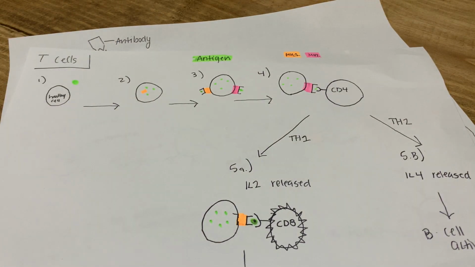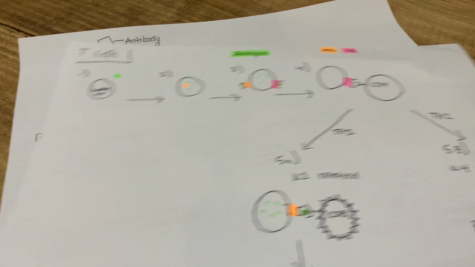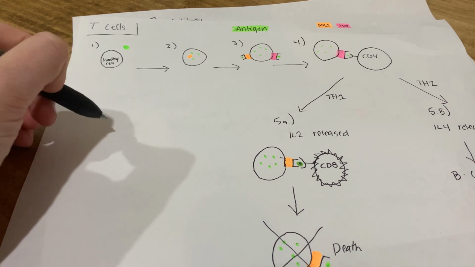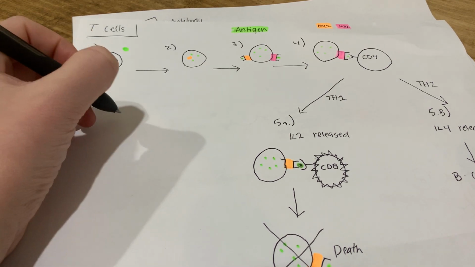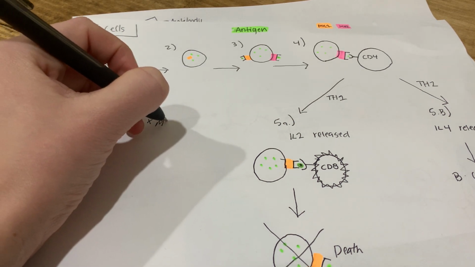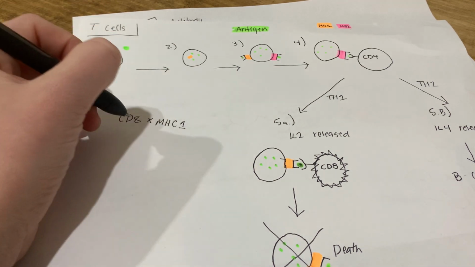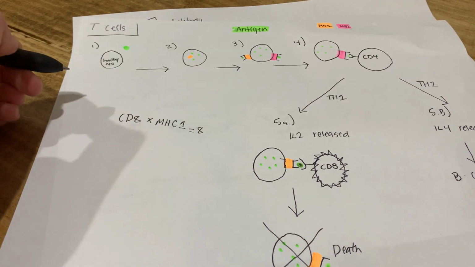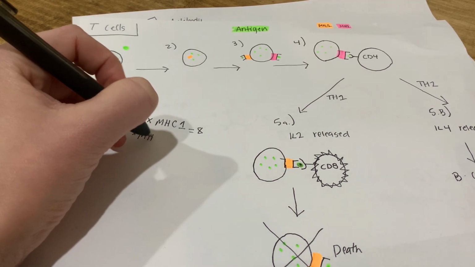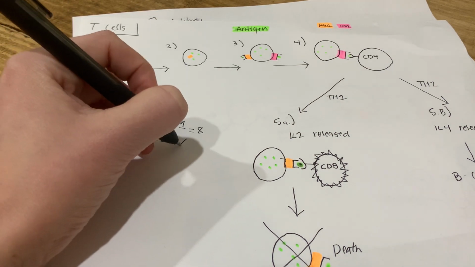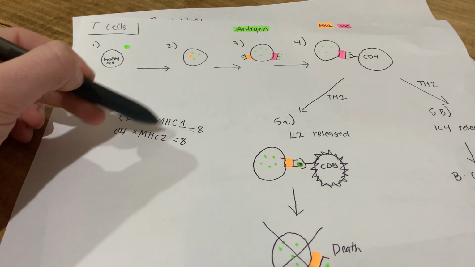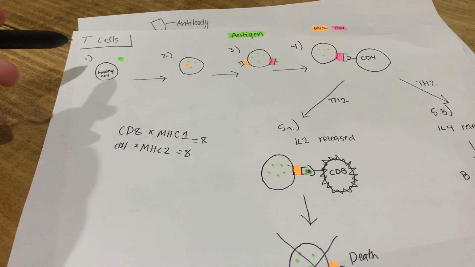And you can remember which one goes with which by using a rule of 8. So always have the number 8 in mind. CD8 only combines with your MHC1, and if you multiply 8 times 1, you get 8. And your CD4 only combines with your MHC2, and 4 times 2 is 8. So that's a quick, easy way to remember which T cell goes with which receptor here.